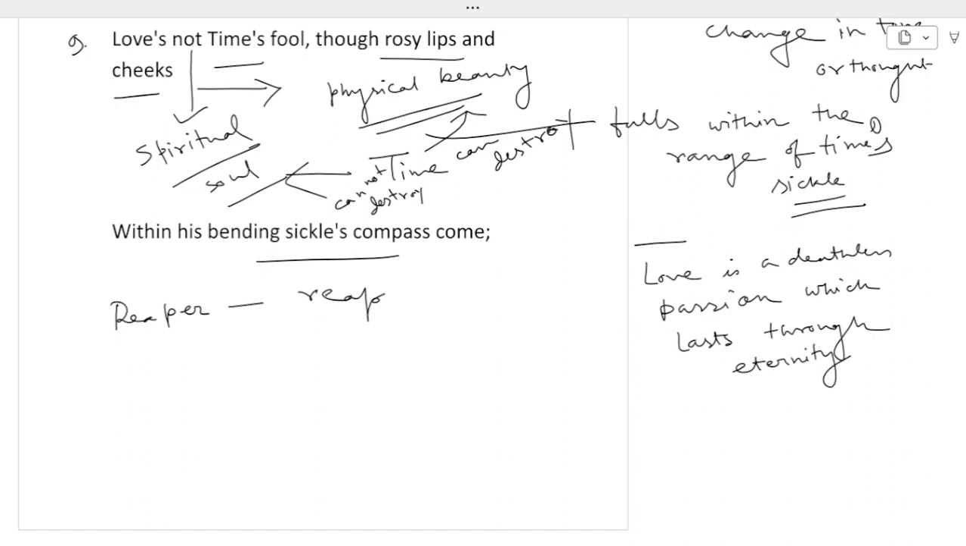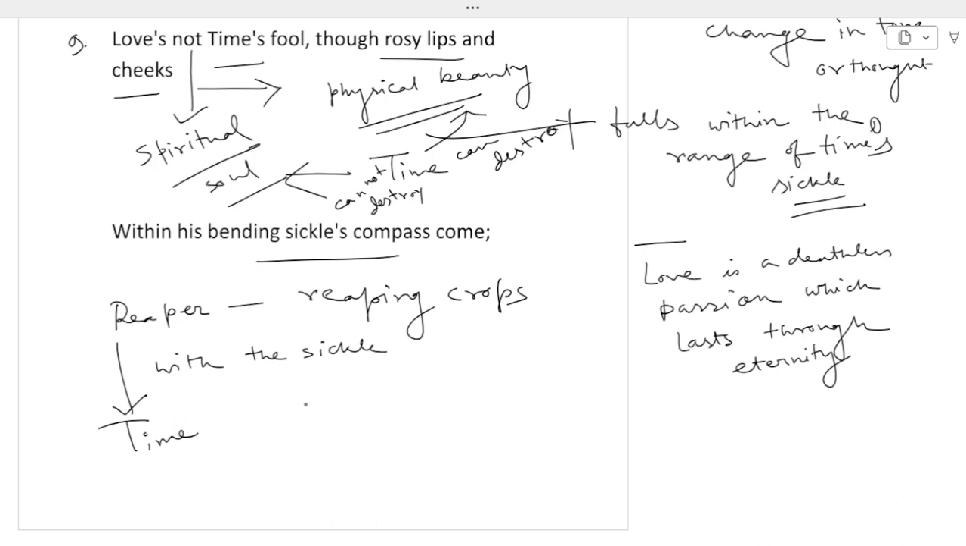reaping crops with the sickle. And who is that reaper here? Time. So time is also personified. Time is a reaper here, who with his bending sickle is cutting everything.